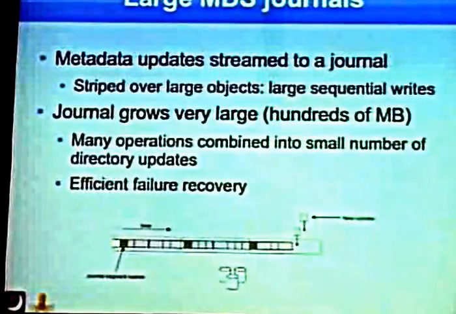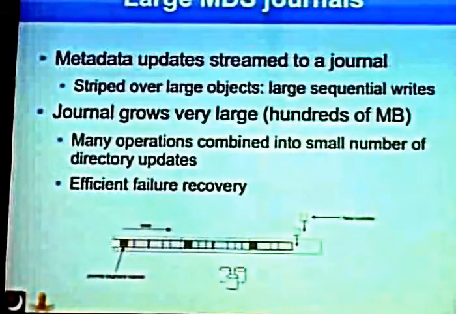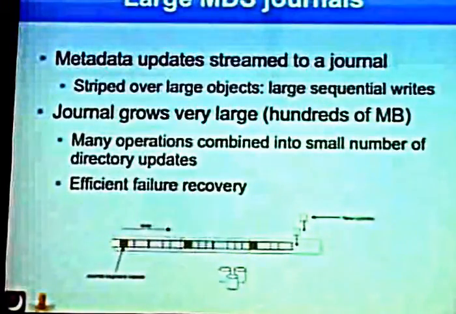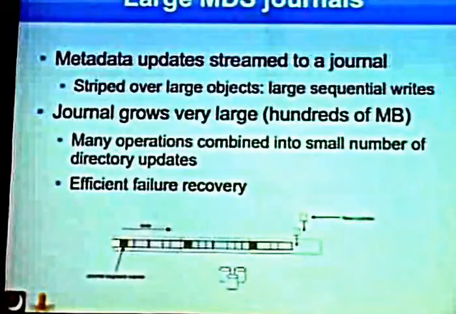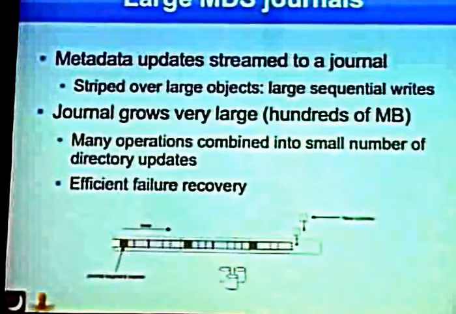Interestingly, these journals are allowed to go very large, hundreds of megabytes. The idea being that when we eventually do have to trim the end of the journal, and we have to update these per directory objects, we can take the cumulative effects of the operations to an individual directory over a long period of time and combine them into a single compound operation that's then sent to the OSD to make those updates to the directory. So you end up with very efficient I/O patterns for these metadata servers.